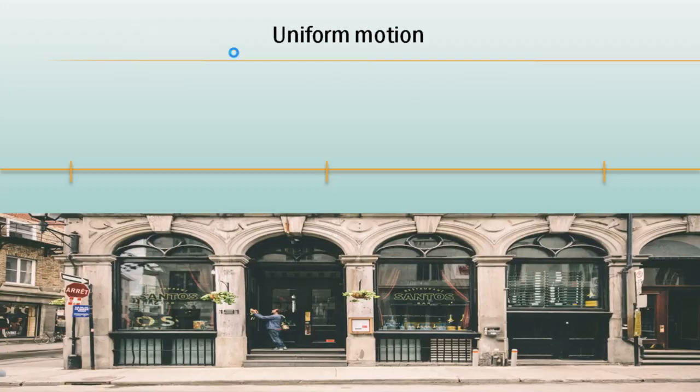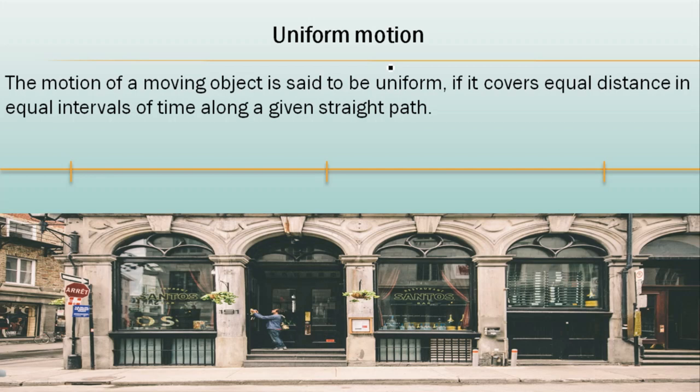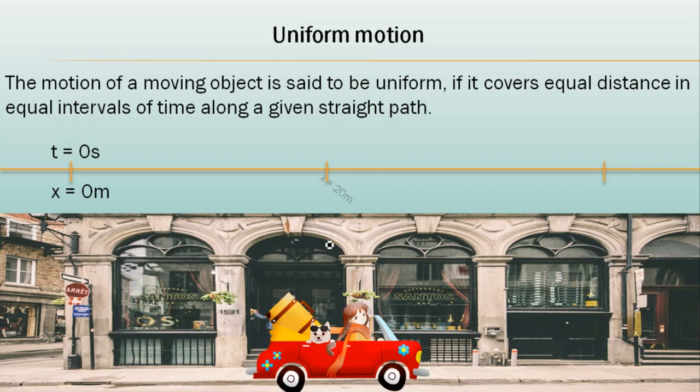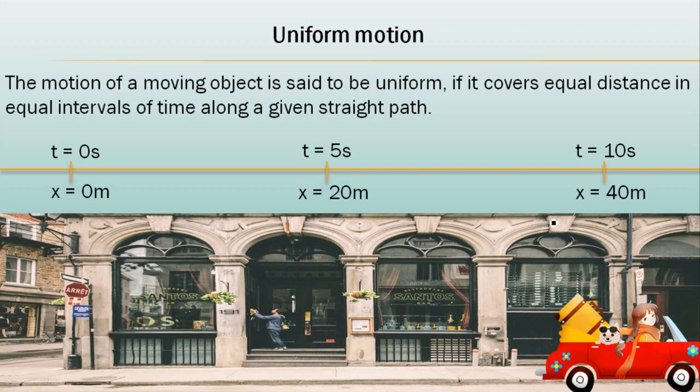Next, we have uniform motion. What do you mean by uniform motion? The motion of a moving object is said to be uniform if it covers equal distances in equal intervals of time. How? For example, see this example first. This car is moving, then it comes to this point, and afterward it comes to the last point here. So what is happening here? Firstly, the car is at this point where distance is zero and time is zero.